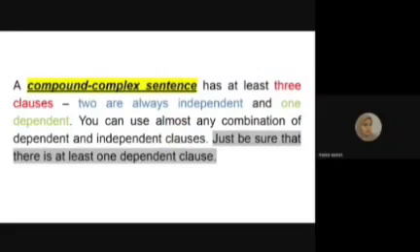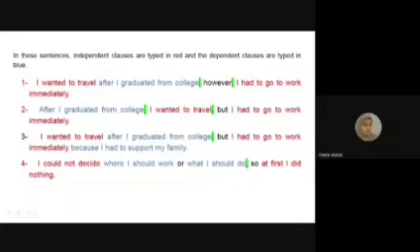So for compound complex sentences, we said you have to use at least two independent clauses and one dependent. And when you write punctuation, if you find a compound part, you punctuate it as a compound sentence. If you find a complex part, you punctuate it as a complex sentence. In this way, you vary your style of writing by using simple sentences, compound sentences, complex sentences, or compound complex sentences. But you need to know how to join them together, what kind of coordinators or connectors to use, and how to punctuate the sentences.